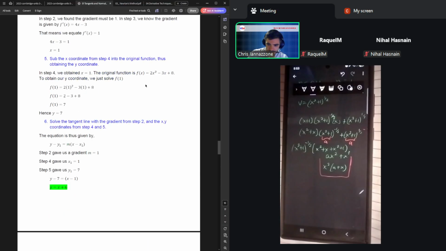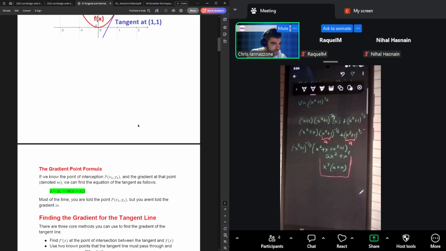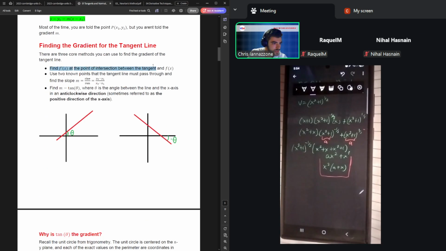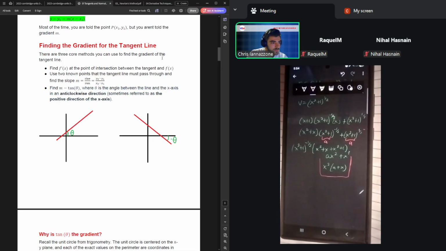But okay, so just to quickly recap for the tangent and normal stuff, essentially we are trying to find linears that intersect a function and also share the gradient that the function has at that point. So to catch Nihal up, there are a few main ways you can go about that. Pretty much in every case, you're going to have f of x, so you can always get f dash to help you find gradient-related information. And depending on the complexity of the question, you might also need some supplementary ways of finding gradient. Namely, doing your rise over run, because it is linear, you can use rise over run so long as you know 2 points. And if you know angle-related stuff, you could use tan theta to get gradient as well.